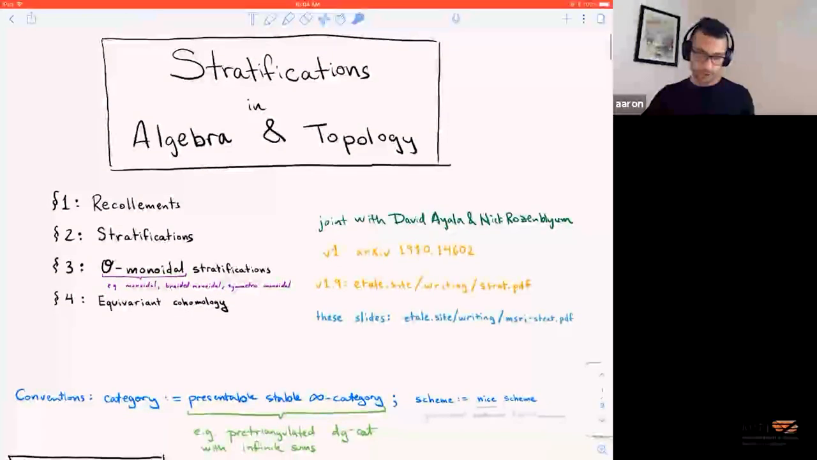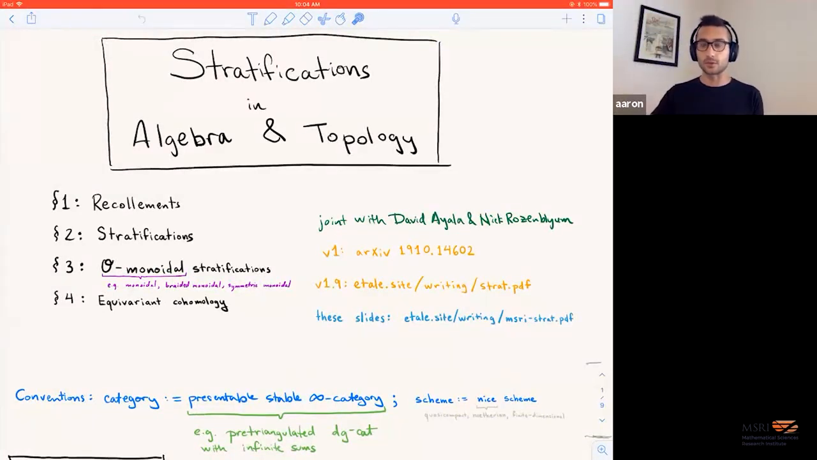Some standing conventions here. When I say category, I mean presentable, stable, infinity category. So if you like, you can think of pre-triangulated DG categories with infinite sums. So we're in the large context here. And scheme just means nice scheme. So please don't ask too many questions about separation axioms and so on.